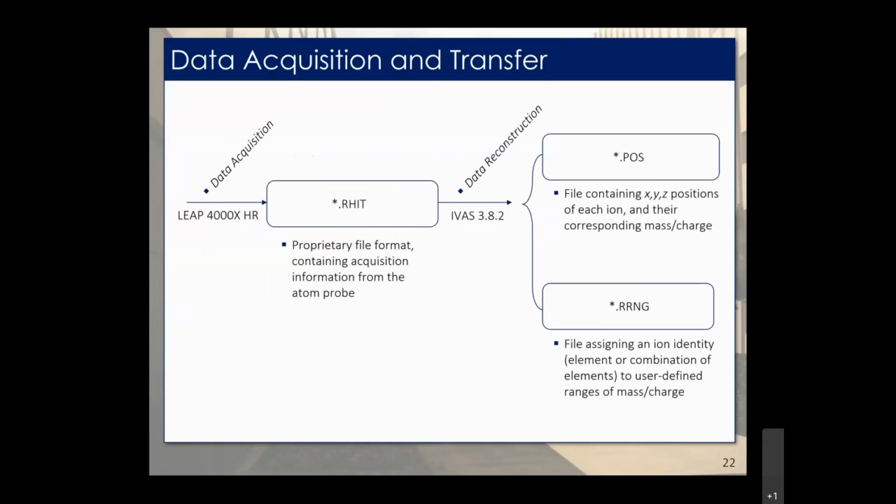So when you're reading a POS file with the software, it needs a corresponding range file in order to interpret what to make of the different peaks within it. And a range file could be used with multiple reconstructions as well, because if you know the peaks, they're going to be common between them. Like I said, the POS file will be unique to a given reconstruction. But you could also still have multiple reconstructions or multiple POS files made for a given data set.